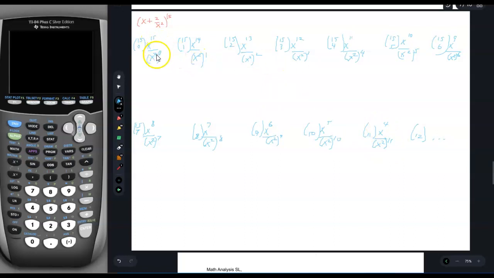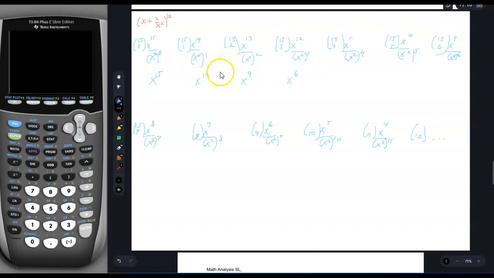So x to the 15th divided by x to the 0, because 2 times 0 is 0, is x to the 15th. That's not a constant term. X to the 14th divided by x squared is x to the 12th, not a constant term. X to the 13th divided by x to the 4th is x to the 9th, not a constant term. X to the 12th divided by x to the 6th is x to the 6th, still not a constant term. Now you can see the pattern.